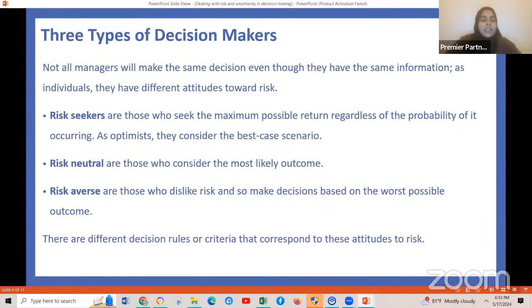Three types of decision makers. You have three types of decision makers. Risk seekers, the guys who go and take the risk. Risk neutral, the ones who are okay with taking a medium amount of risk. Risk averse is they really don't want to take any risk at all.